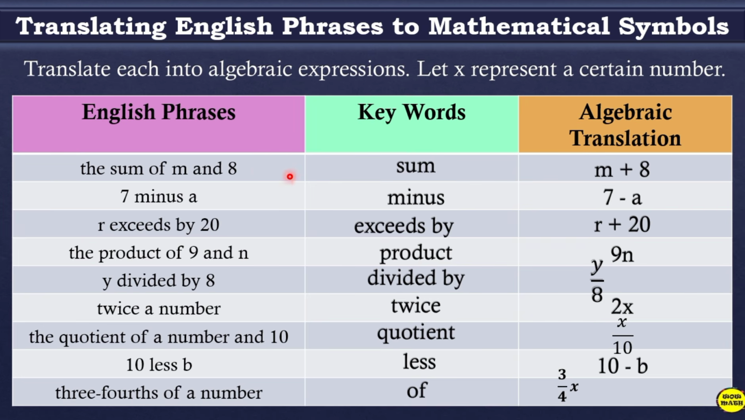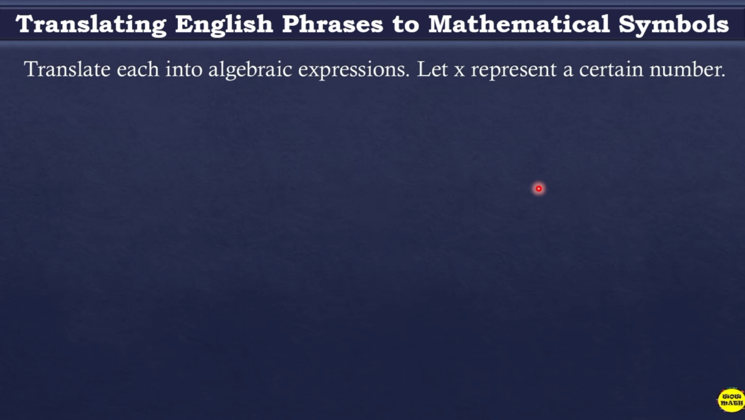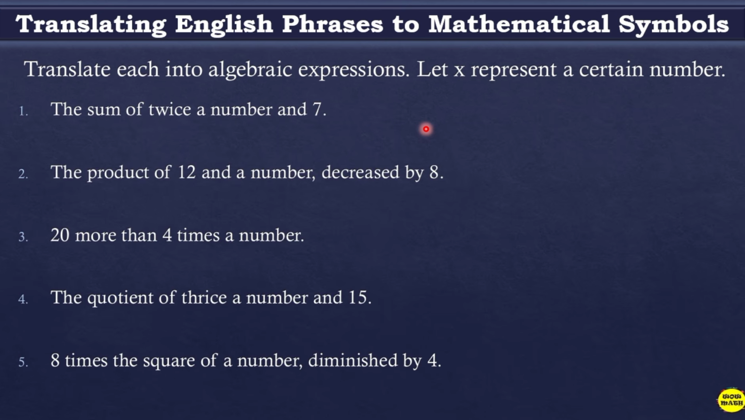So, what if dalawa ang operation mo? So, medyo complicated na siya, no? Pero, let's try. Okay? So, translate each into algebraic expression. So, again, let x represent a certain number. Okay, so dito, meron na tayong sum at twice. Twice means multiply, di ba? So, eto na, meron na tayong hindi na lang siya isang operation. So, kanina, yung previous slide natin, medyo madali pa yon.